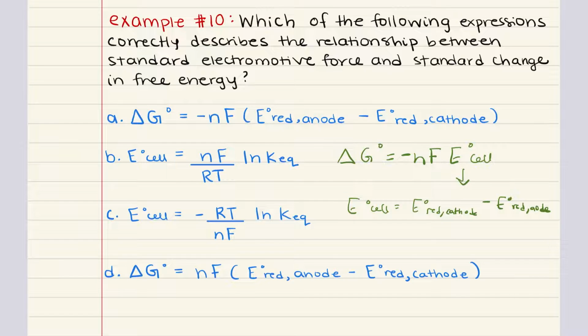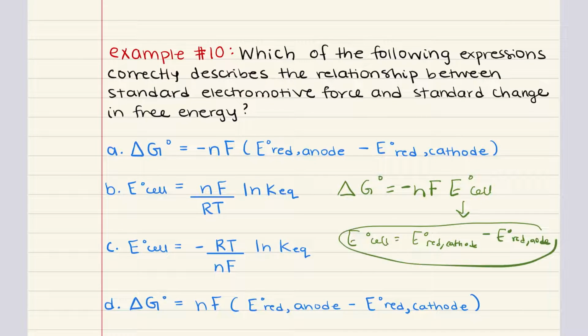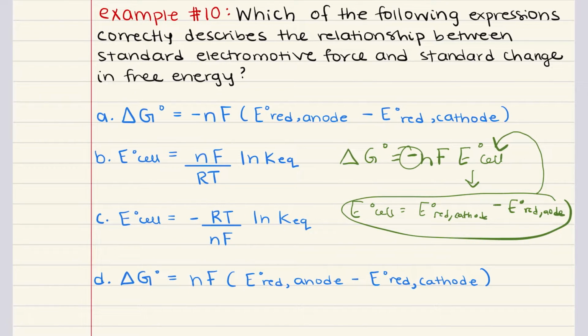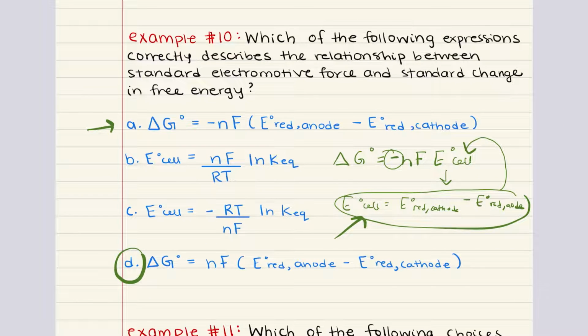We can take this expression right here and plug it back into our equation. If we plug in this definition into our equation and then distribute the negative sign here, we would get answer choice D, which is the correct answer for problem 10. Answer choice A is incorrect because it misrepresents how we calculate the EMF of a reaction. Now, let me also explain why answer choices B and C are incorrect.